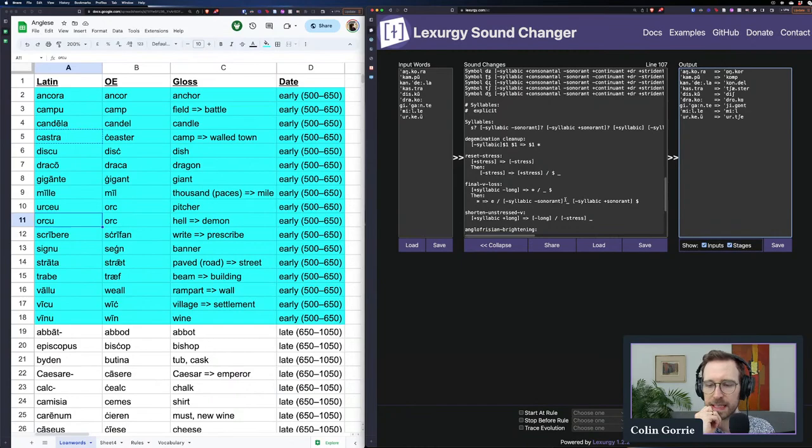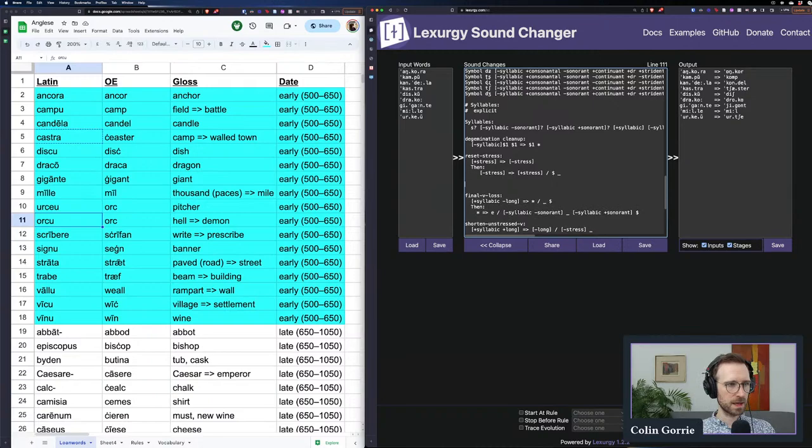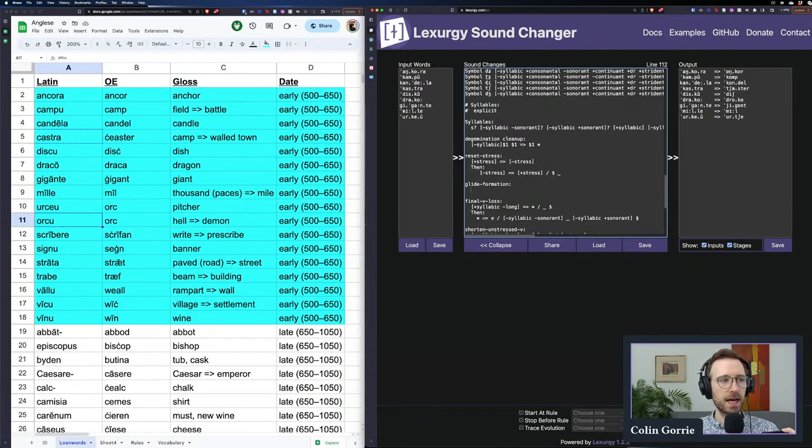Right. Okay, so what are we going to do? This is going to be a slightly tricky rule, I think. So glide formation is the rule. This is a romance thing. We get E and I become yod before a vowel if they're not stressed. I think that should work.